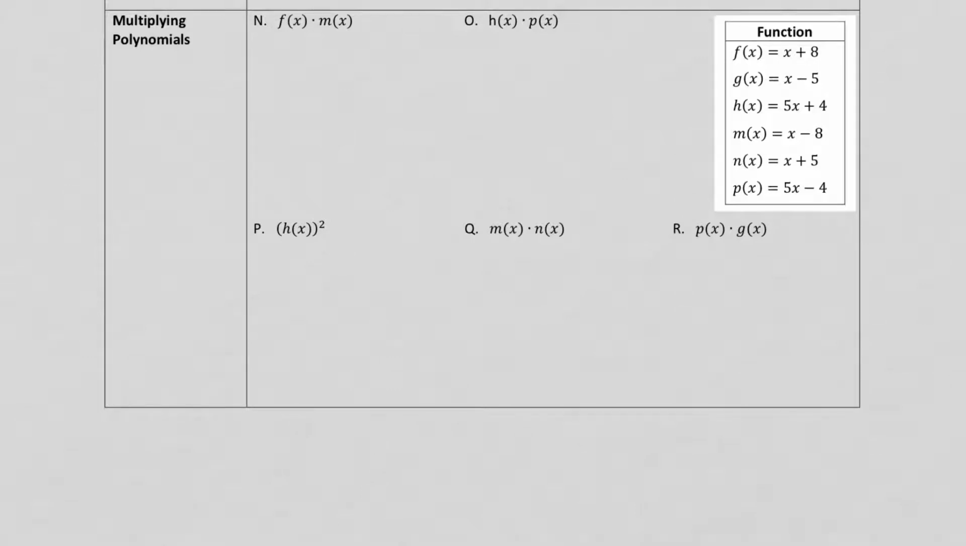Alright guys, now that we have our notes done, let's try some more examples just to be sure you get a feel for how this flows. Example n, f of x times m of x. So the first thing is I'm multiplying. Remember that multiplying is nice because everything multiplies and exponents will change.